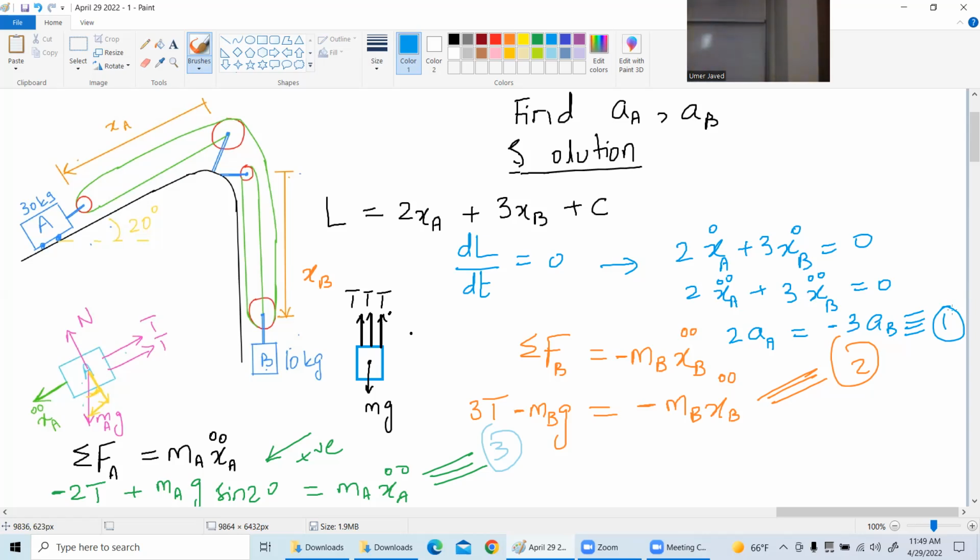So this problem may look simple to you. This is not a simple problem. Trust me, the concept will keep on piling up. If you want to get the right answer, this is not a simple problem. Trust me.